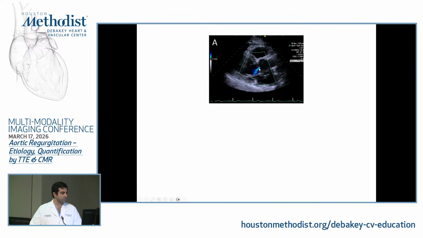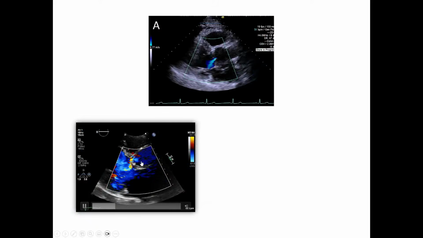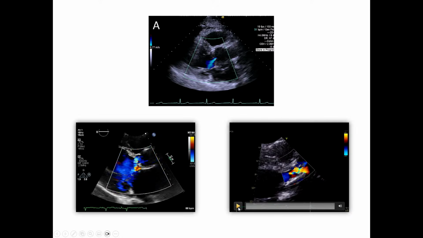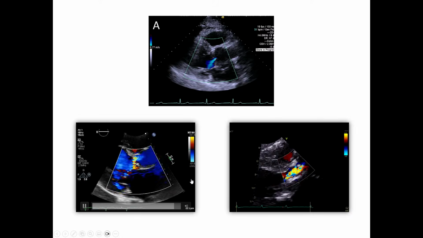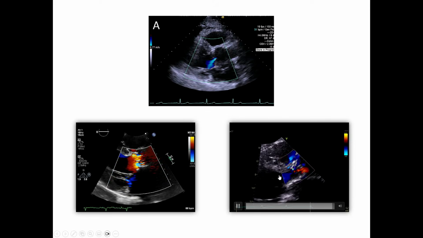So you get an example like this of mild AR, but you can also get an example like this where you have a highly eccentric jet. And here you may be able to measure the vena contracta if you zoom in and try to adjust this, but you may be better off trying to do this from the parasternal or the apical views. And then you can get examples like this. Would you guys measure the vena contracta here? Why and why not?